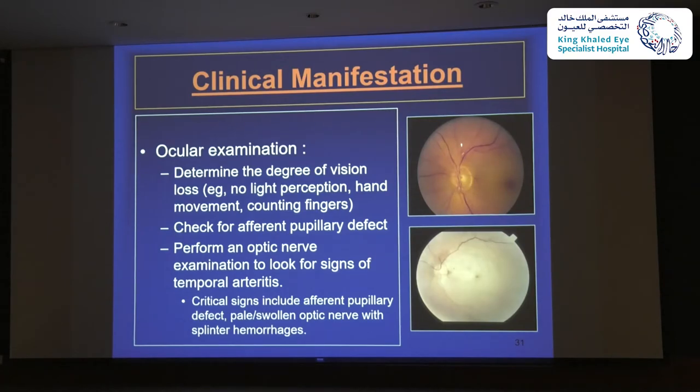Ocular examination: usually, starting with the visual acuity, this patient might present with very poor vision, light perception, hand movements, or counting fingers. You have to check for an afferent pupillary defect and perform optic nerve examination to look for signs of temporal arteritis. Critical signs include afferent pupillary defect. Sometimes they have splinter hemorrhage with a little bit of pale swelling of the disc, at least in part of the optic nerve.